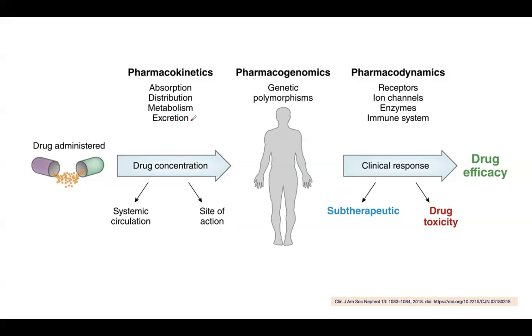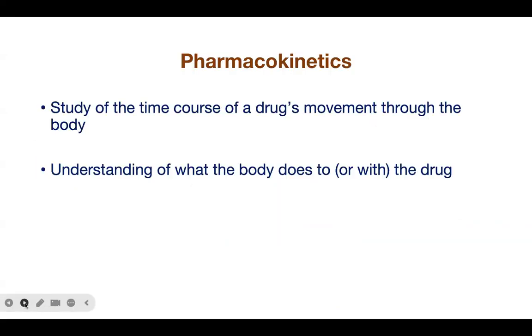Then how our genetic polymorphism influences the drug response is also critical, and that is why we need to apply the principles of pharmacogenomics. And finally, the pharmacodynamics at the level of receptors, ion channels, enzymes, or the immune system like T cells or antigen-presenting cells, how the drug is acting, governs the clinical response and ultimately determines the clinical efficacy.